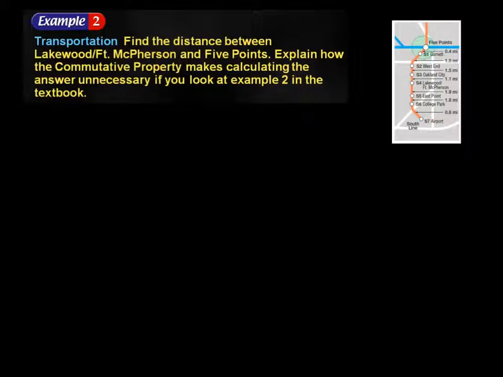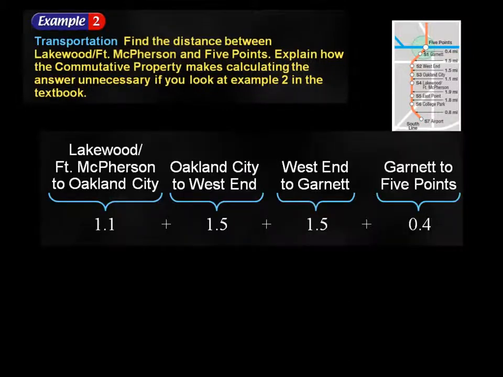Find the distance between Lakewood, Fort McPherson, and Five Points. Explain how the commutative property makes calculating the answer unnecessary if you take a peek at example 2 in the textbook. Okay, first we're going to grab the numbers off the map. From Lakewood, Fort McPherson to Oakland City is 1.1 miles. That's a pretty short jump. Oakland City to West End is 1.5 miles. And West End to Garnet is another 1.5 miles. And Garnet to Five Points is 0.4 miles. So we're grabbing these numbers.